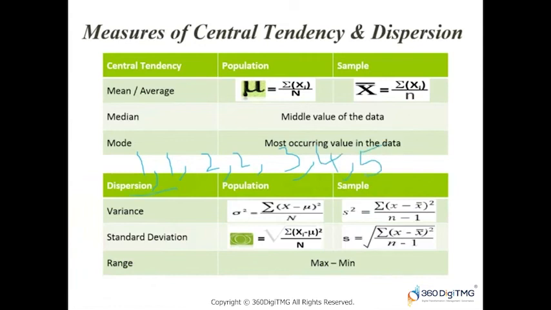1 is repeated twice, 2 is also repeated twice. No other number is repeated more than once. Hence I have two modes, 1 and 2. This is called bimodal. I can also have a multimodal dataset if there are n numbers which are repeating n number of times.